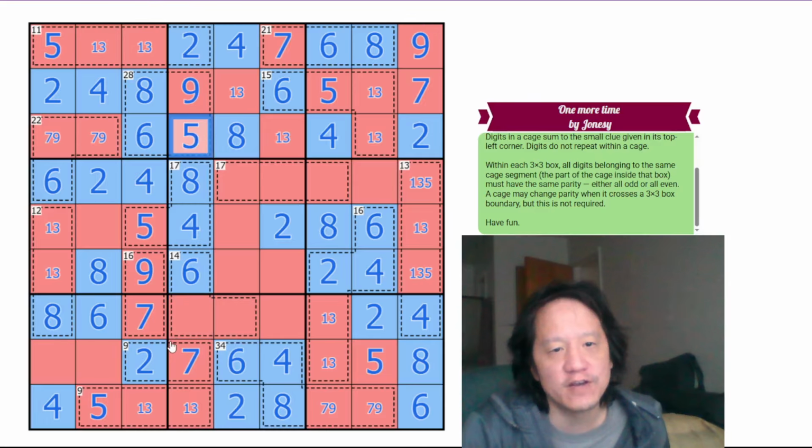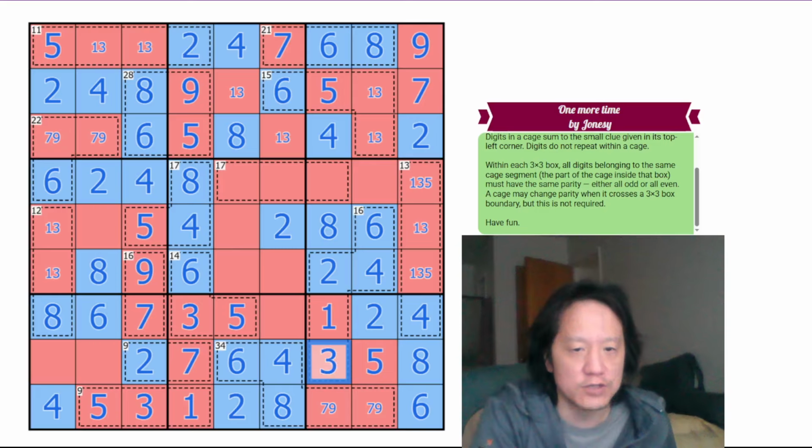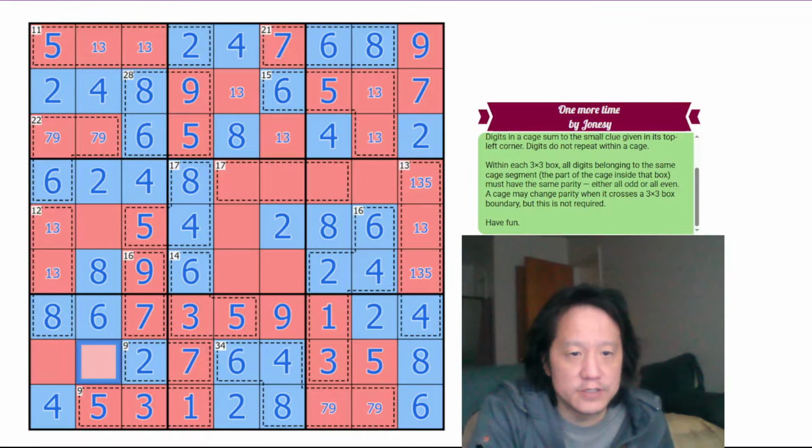This can't be 5 because of the 5 in the column. So this is 3 and this is 5. This 3 eliminates 3 here, so it's 1 and 3. And that leaves this digit as a 9. Remaining digits in row 8 are 1 and 9. 1 can't be here because of the 1, 3 pair in the column. So this is 9, this is 1.